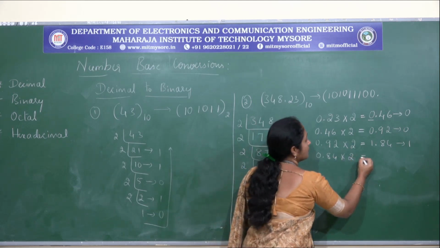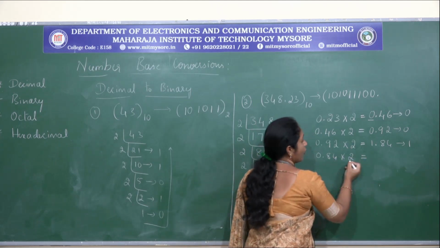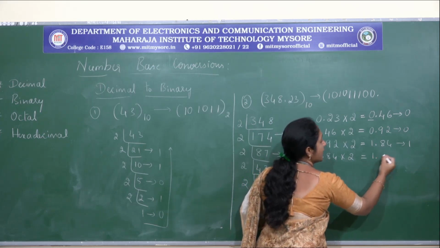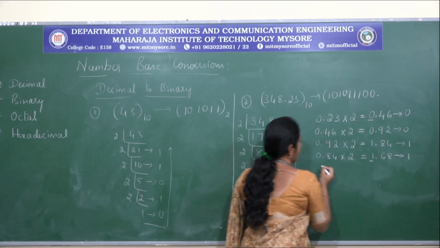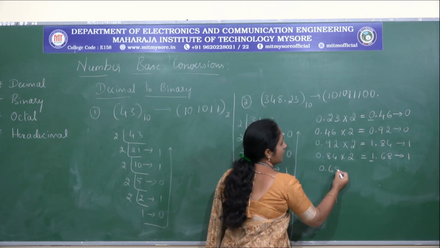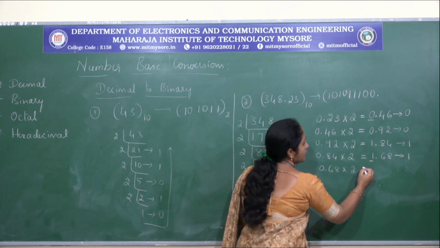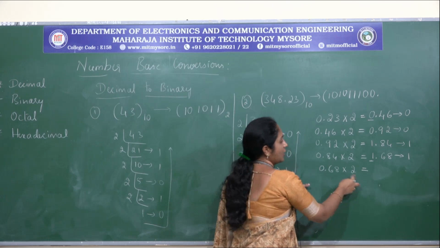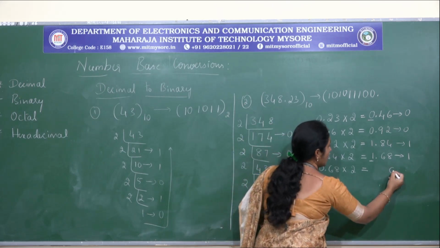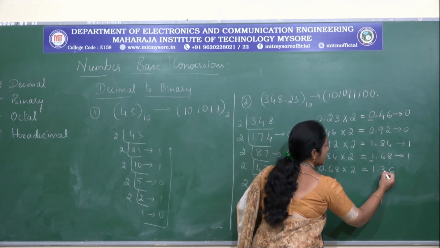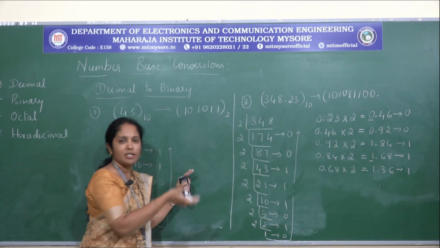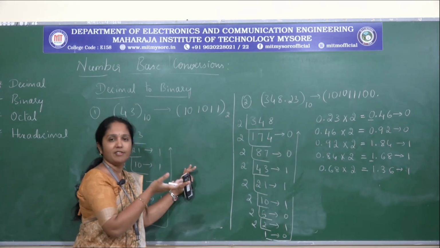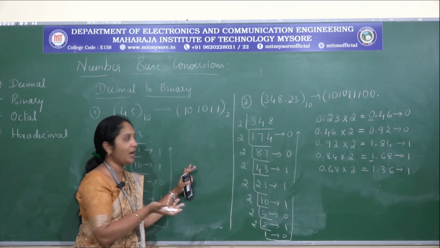Next, 0.84 into 2 is 1.68. You need to record this digit and pass only 0.68 to the next step. So again, 0.68 into 2 is 1.36. So here I need to consider 1. This will continue. We need to stop after 4 or 5 digits as required.